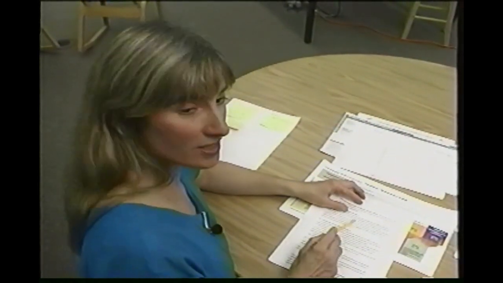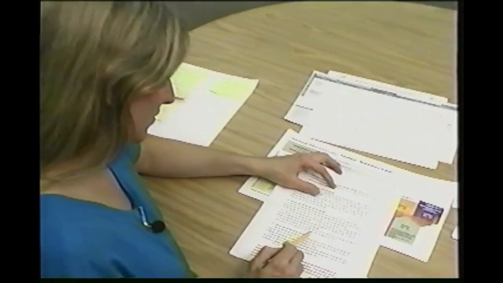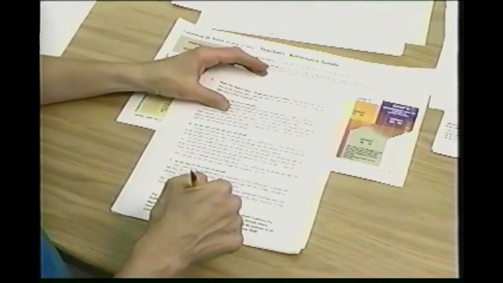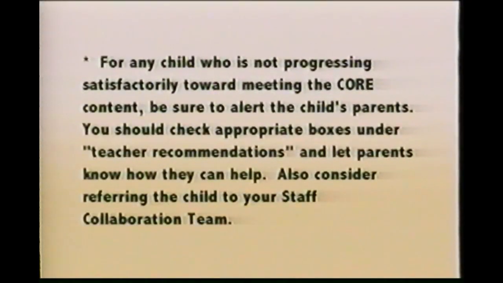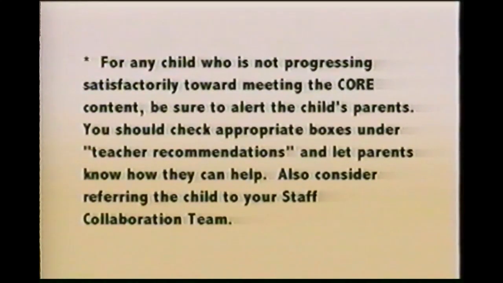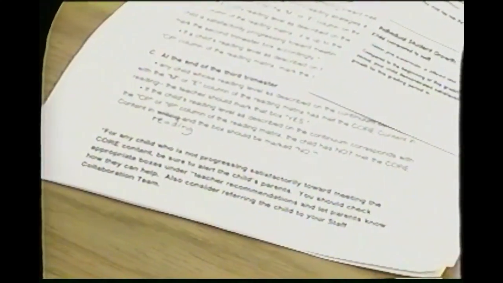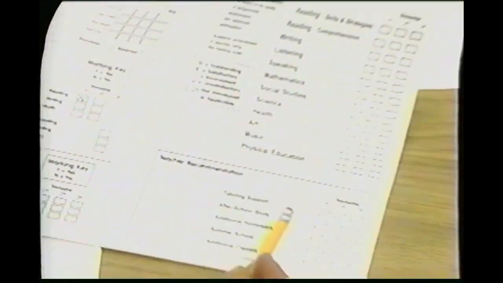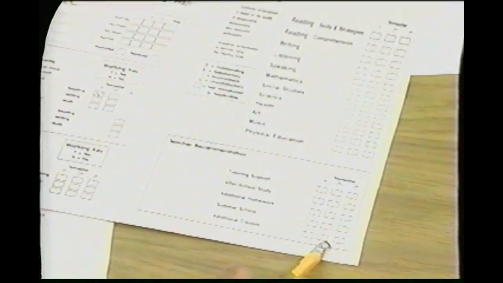One really important thing to keep in mind whenever you're marking this report card, I put asterisks after a number of those sections on marking the report card, because for any child who is not progressing satisfactorily toward meeting the core content, be sure to alert the child's parents. You should check the appropriate boxes under teacher recommendations, which is right here. Any of those strategies that you think are important, you need to let the parents know right away.